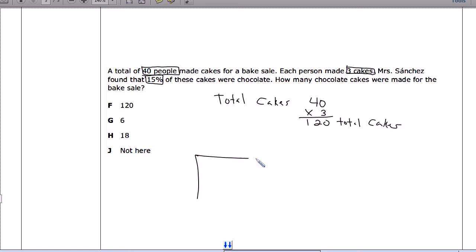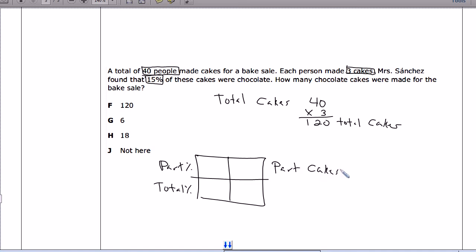So now you can fill in your proportion box with the correct information. Where the part of the percent, they give us that in the problem, you always put the number 100 here for the total percent. And the part of the cakes is what we're looking for. How many cakes were chocolate cakes? And so in this case, we're looking for the chocolate cakes. And the total cakes, we just figured out. We just figured out how many total cakes there were. And that's this number right here. Okay, that's the total cakes. So that's the number that goes there.